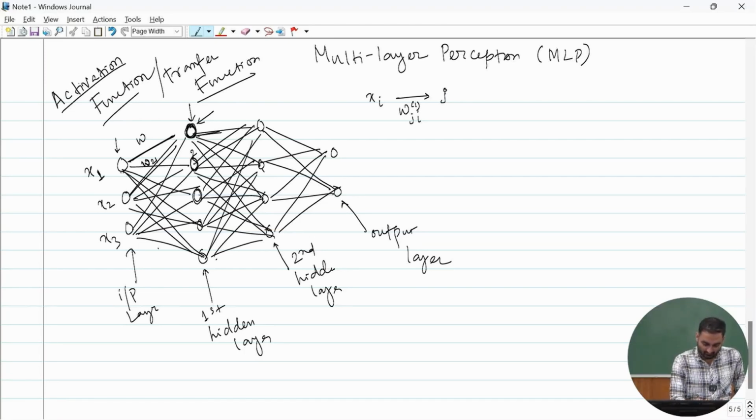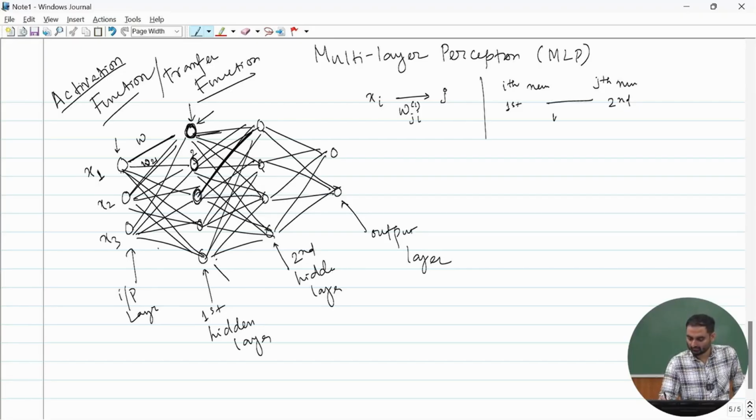For example, let's say this specific weight, right? Now this is connecting ith neuron in this layer, first layer, to jth neuron in second layer. The weight is going to be wji 2, right? So this one will be wji 2 and this one is wji 1.